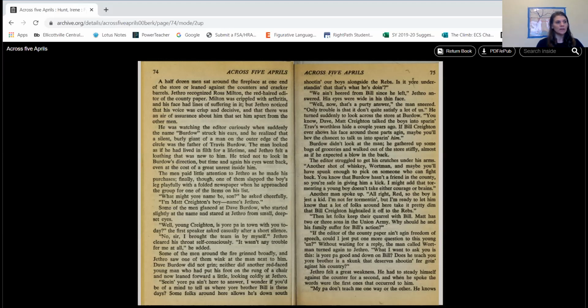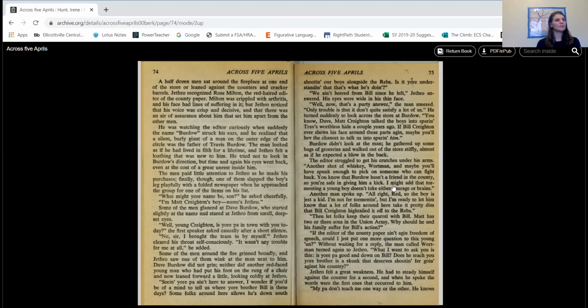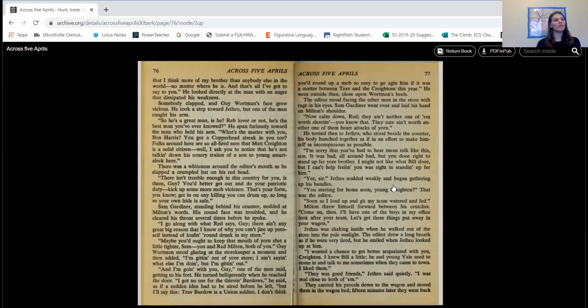Jethro felt a great weakness. He had to steady himself against the counter for a second, and when he spoke, the words were the first ones that occurred to him. "My pa don't teach me one way or the other. He knows that I think more of my brother than anybody else in the world, no matter where he is."